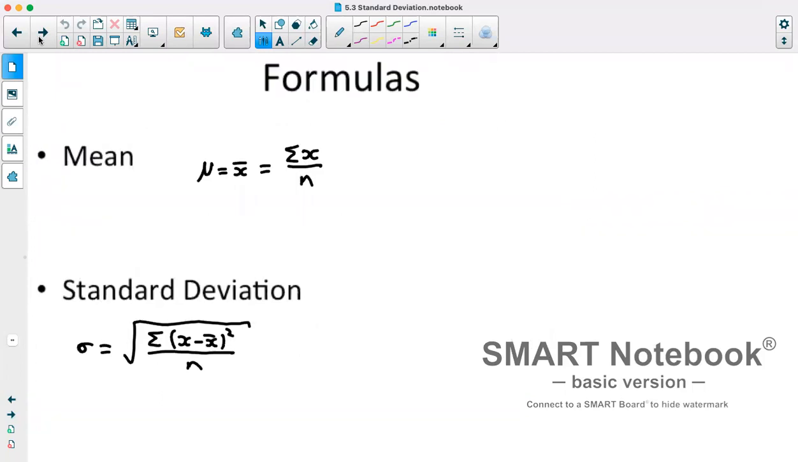So for this, we have our mean formula, which we've already gone over. So our mean is equal to the sum of our data points divided by our number of data points. Our standard deviation is represented by this symbol here, and it's the square root of the sum of each data point minus the mean squared, and then divided by how many data points we have.